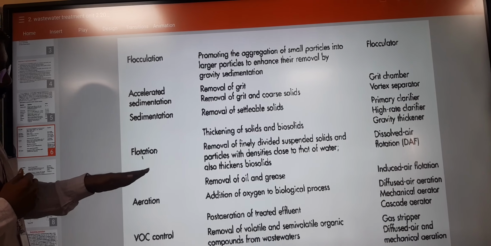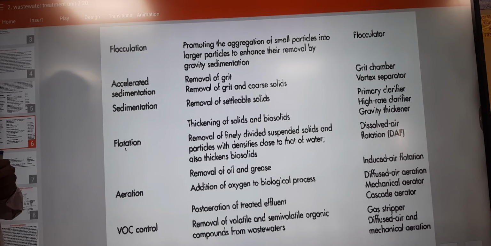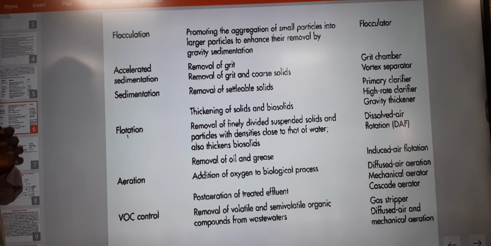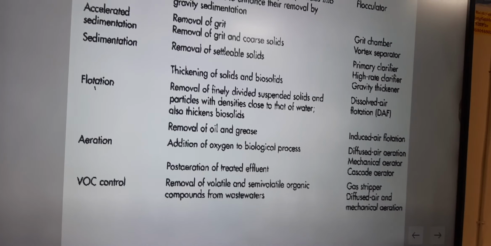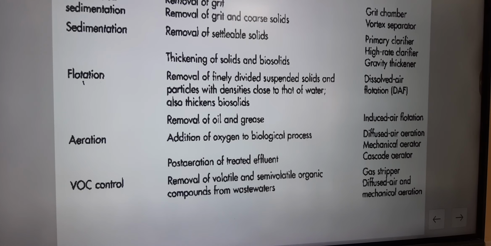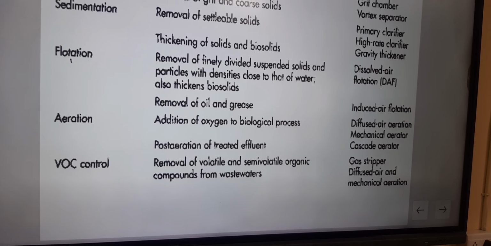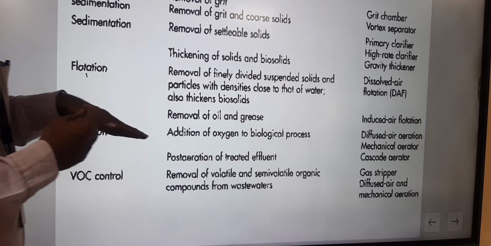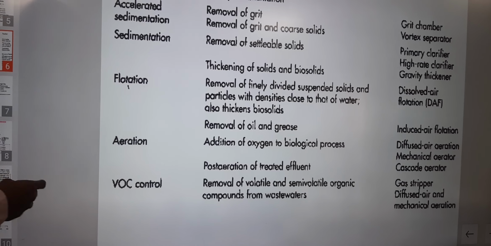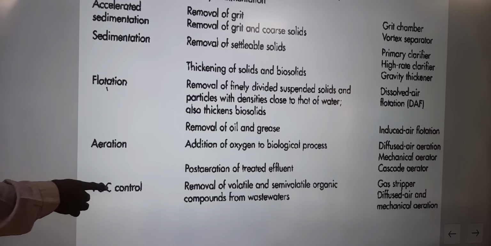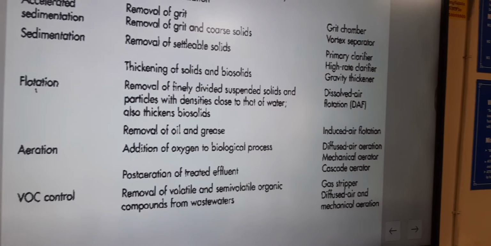Then sedimentation, flotation. Flotation is also another method where we use some frothing agent, which produces a froth-like material. It also removes the impurities from the wastewater, like suspended particles or finely divided particles, which can be removed by means of flotation. Then aeration, then volatile organic compound control, this also can be used.